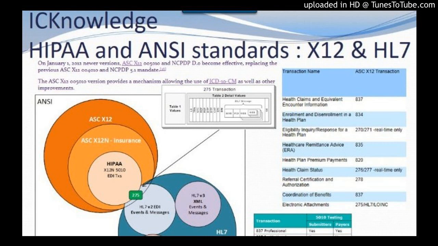HL7 v3 includes both messages and documents, he added, with v3 documents being called CDA, or Clinical Document Architecture. While a move to v3 messages doesn't appear to be on the horizon, CDA documents have been adopted in meaningful use standards for both stages 1 and 2, Bruhl said.